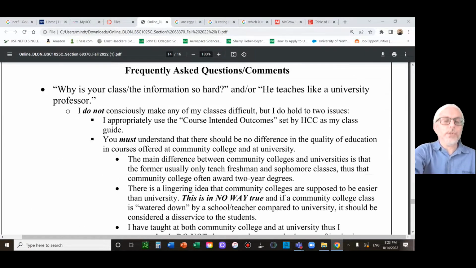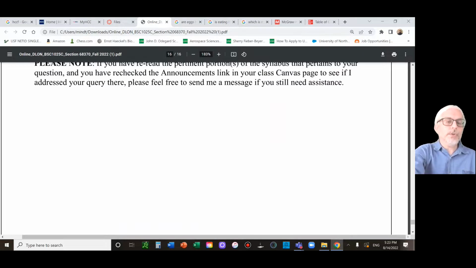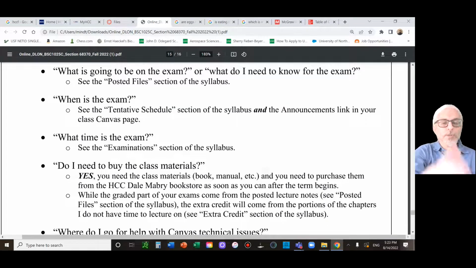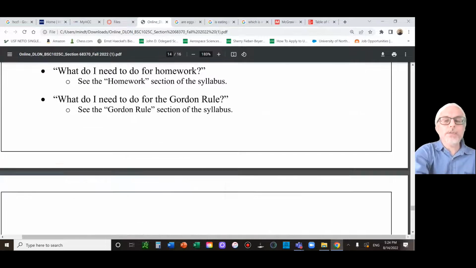And then I have this section on frequently asked questions. I put it here so you can save yourself some time instead of having to ask me a question like, what time is the exam? Well, go look in the syllabus. What I'm saying here, it's in the examination portion. You don't need to send me an email on that. Do I need to buy the class materials? I've already answered that question for you. Again, I'm trying to save you some time.